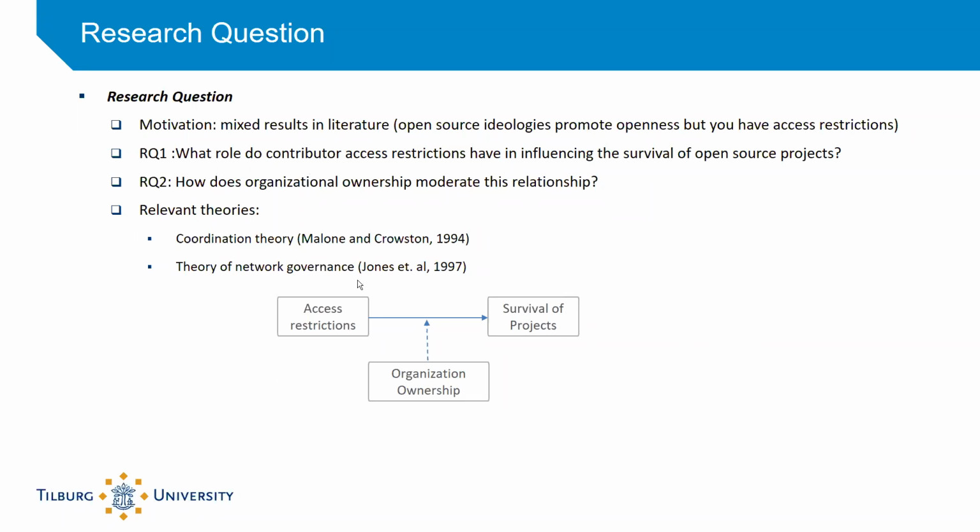So when you look at the conceptual model, it looks something like this. You have access restriction as one concept, survival of projects as another concept, and in the middle, organizational ownership, which is a third concept. Organizational ownership is assumed to moderate this relationship. It means that the direct relationship for individual, or non-organizational, ownership will be one thing, and then organizational ownership will be something either more or less.